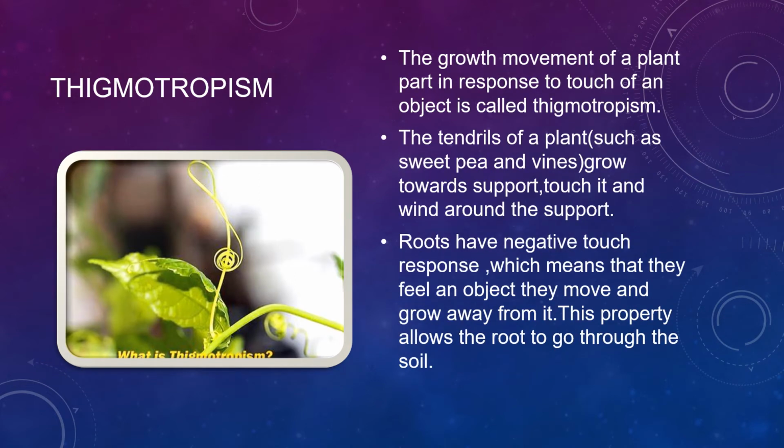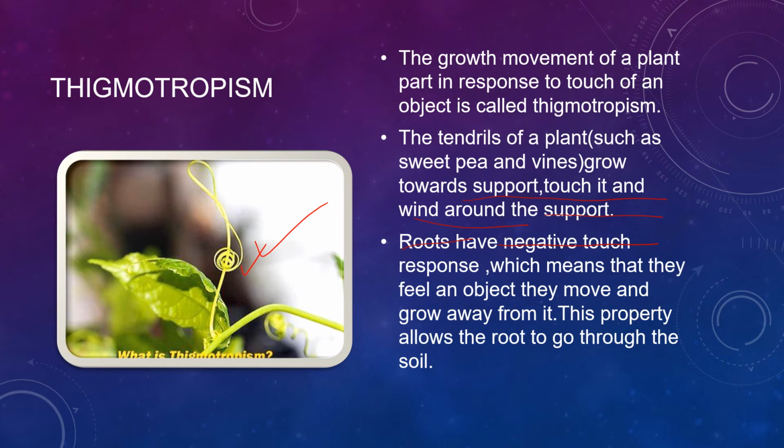So what is thigmotropism now? The growth movement of any part of a plant in response to the touch of an object is called thigmotropism. How can we describe this? I have taken an example of a plant tendril. When the supporting organ touches a support, suppose a plant tendril is touching a stick or another plant support, it results in coiling.